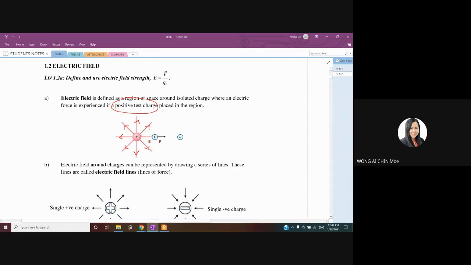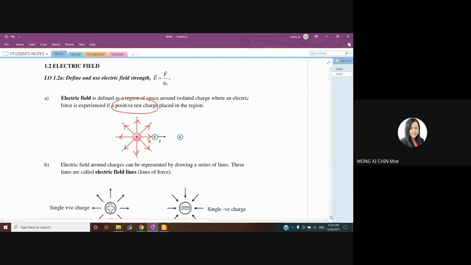So for example, let's say this is a positive point charge, and this is a test charge. If you put the test charge near the positive point charge, this positive point charge will push the positive test charge upward. Electric field around charges can be represented by drawing a series of lines. These lines are called electric field lines.